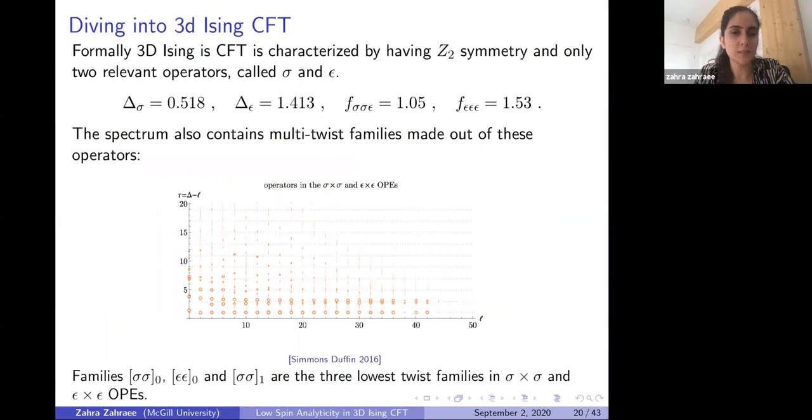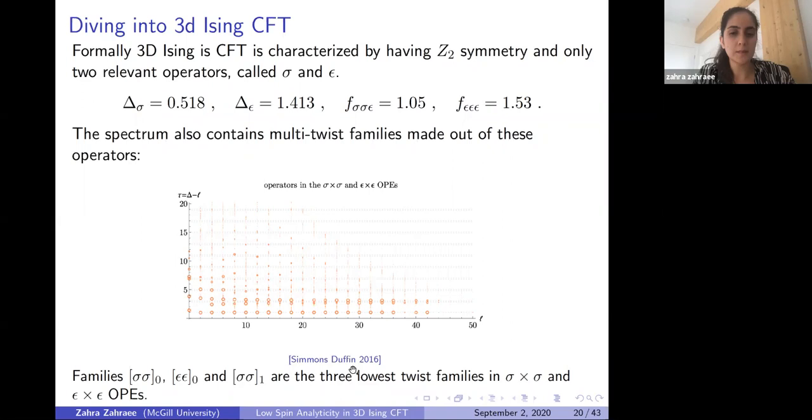So what is 3D Ising CFT? 3D Ising CFT is characterized by having a Z2 symmetry and two relevant operators, sigma and epsilon. Then you also have the multi-twist families made out of these operators. The multi-twist families exchanging sigma, sigma, and epsilon, epsilon OPEs are as follows, where the lowest twist family is sigma, sigma 0. After that, you would have epsilon, epsilon 0. And after that, you would have sigma, sigma 1. Above that, you do not have enough numerical stability to call them operators. However, you could see the hint of higher twist operators.